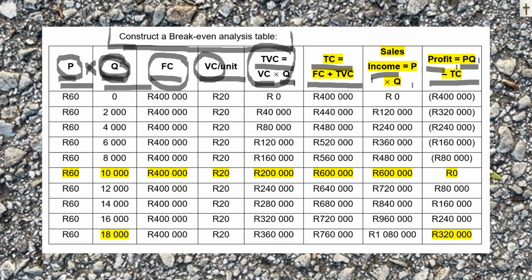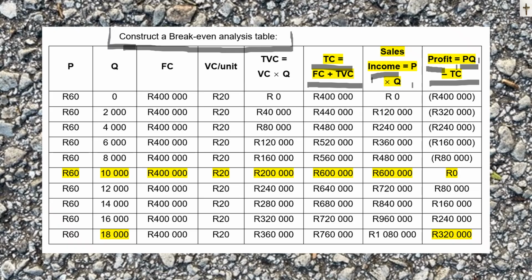When you're doing a table like this, it's important to understand the table and how each variable or each column is derived. So I'm going to run through that again.